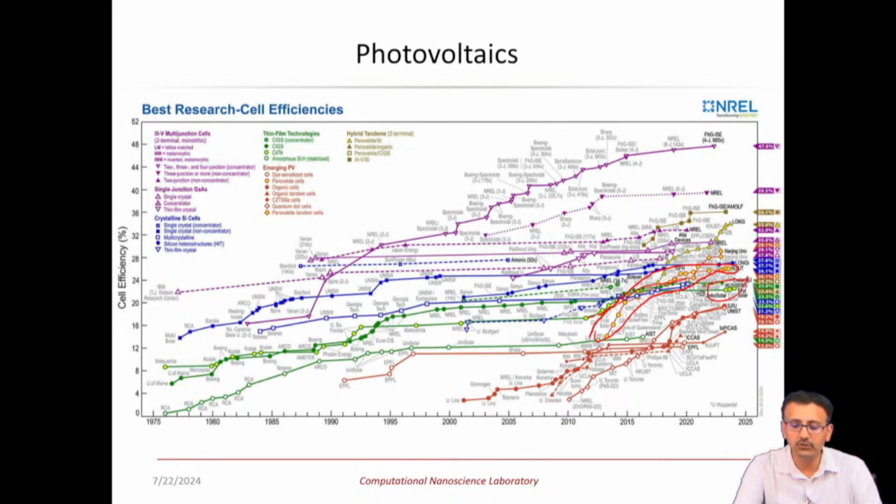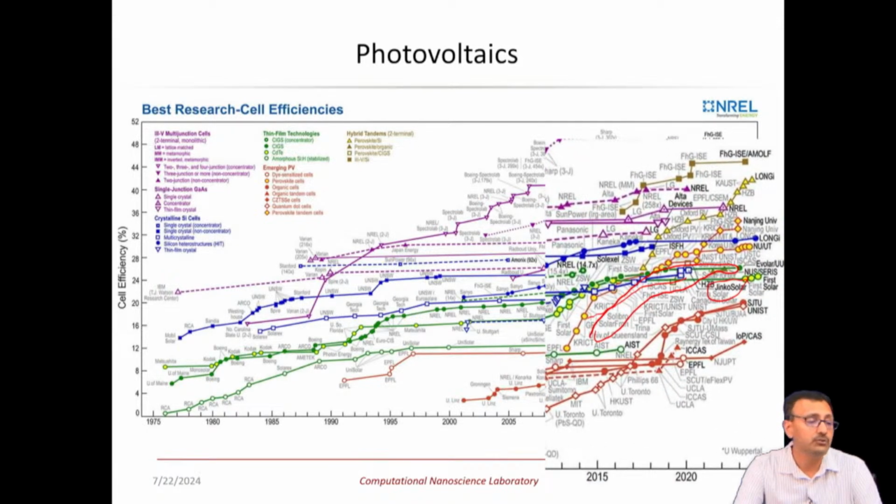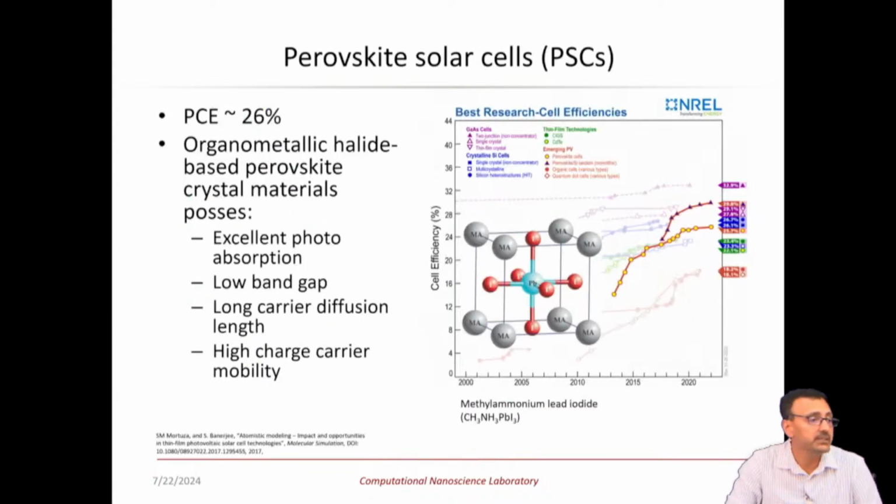Perovskite solar cells over the past decade or so have shown remarkable improvement in what is called the power conversion efficiency. The power conversion efficiency has gone all the way up from 4% in 2009 to right now the highest recorded efficiency of about 26%. So, that has been a pretty remarkable improvement in a short duration of time.